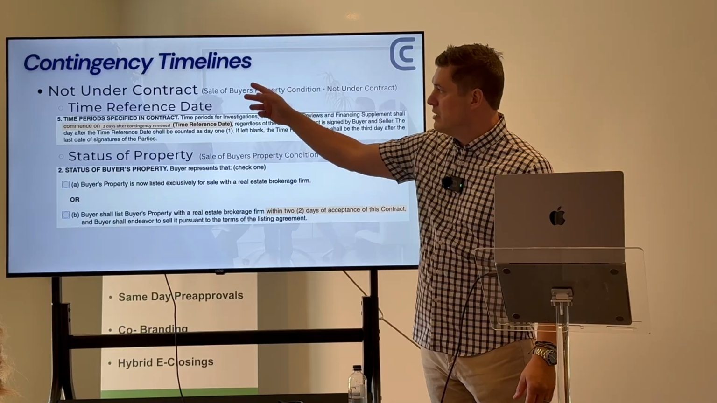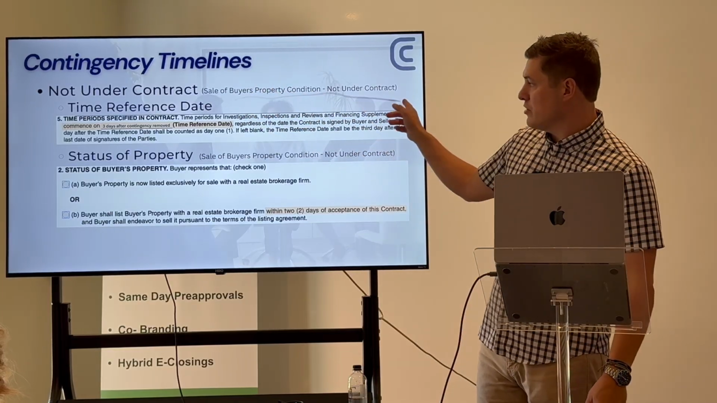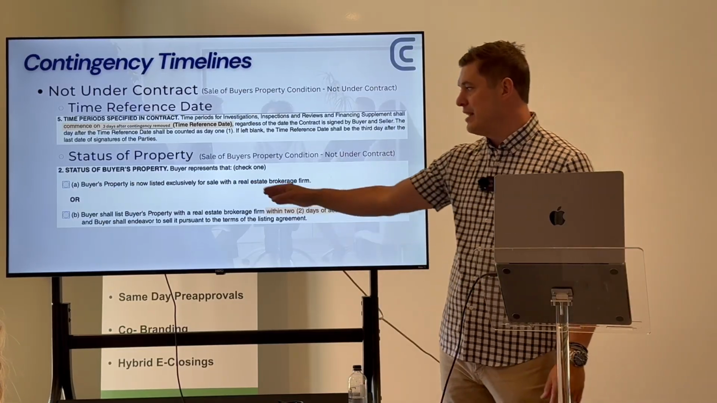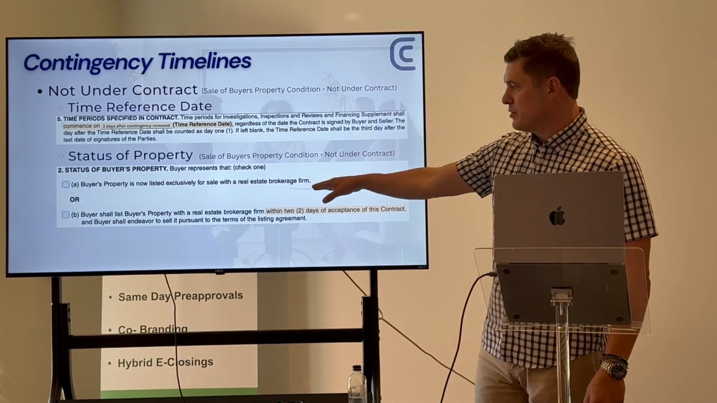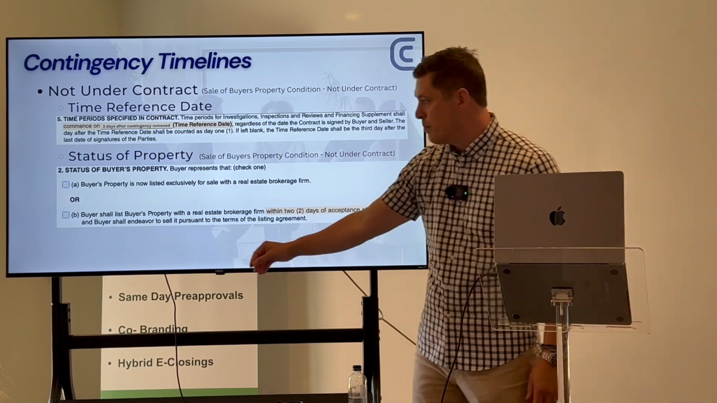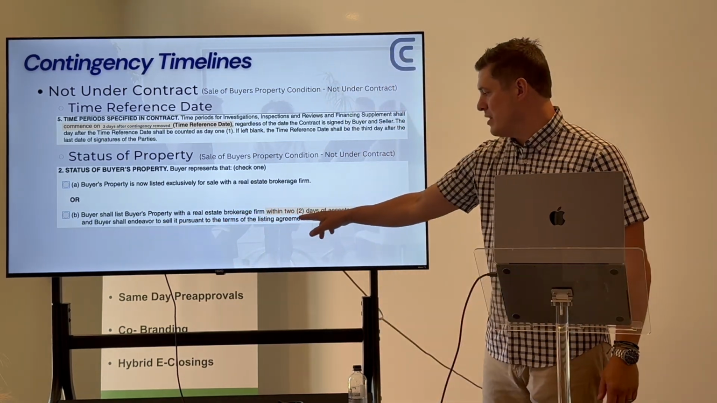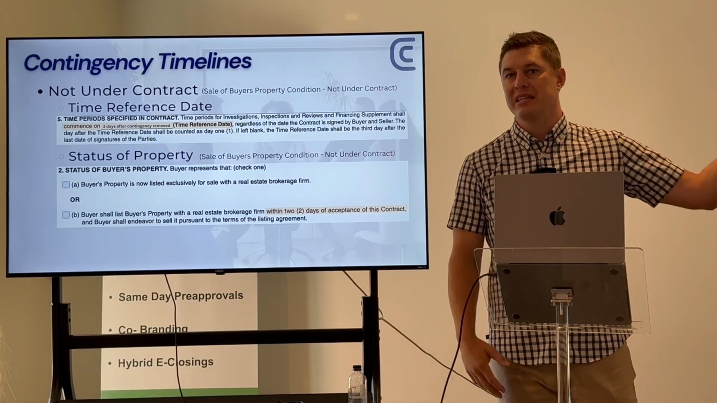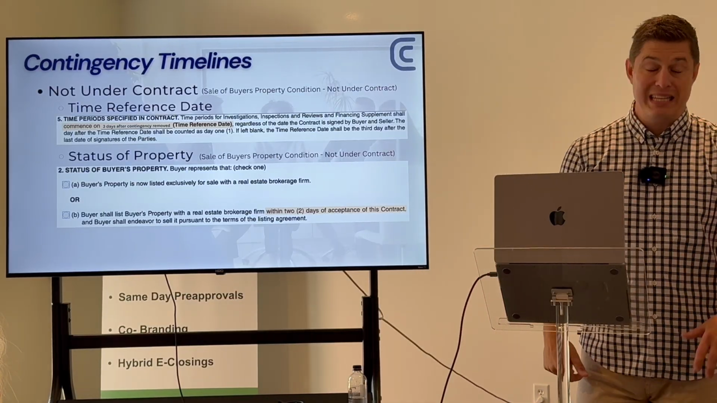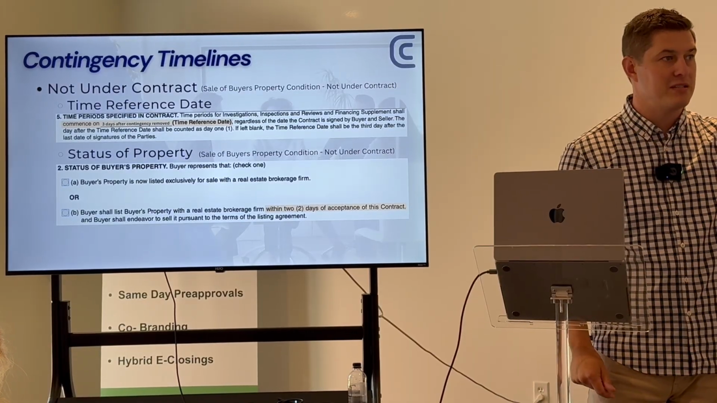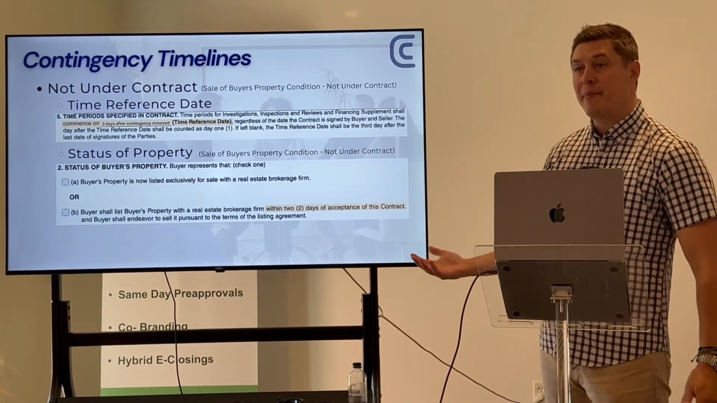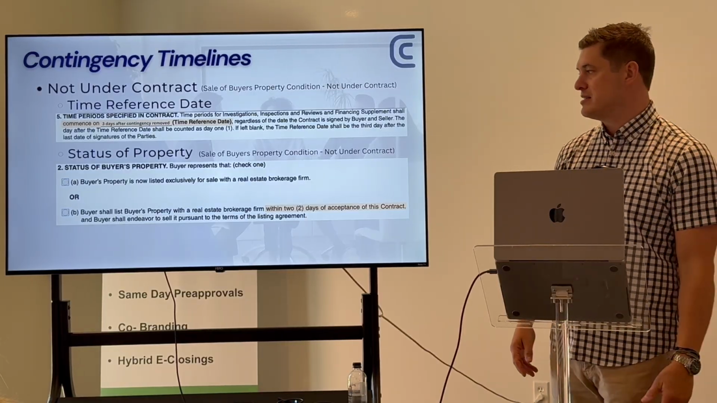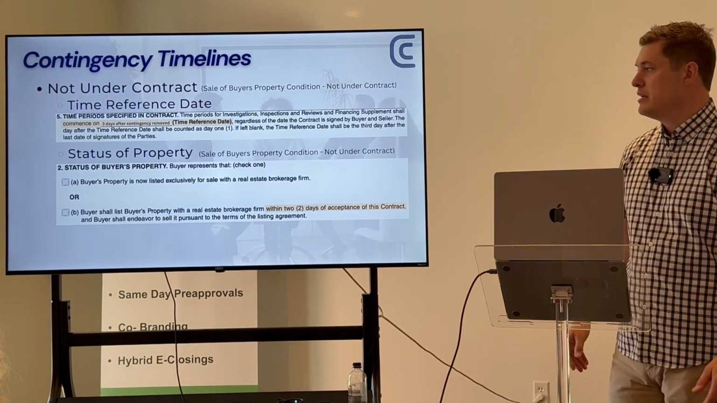On the sale of buyer property condition not under contract document, there are 2 statuses of the buyer's property. Either A, the property is now listed with a real estate brokerage firm, or B, the property will be listed within 2 days. So some people go shopping for houses before they've even listed their home. That's been less common in years past because of the urgency in the market. Now that might become more common if there's more options to buy and sellers have less options to accept.